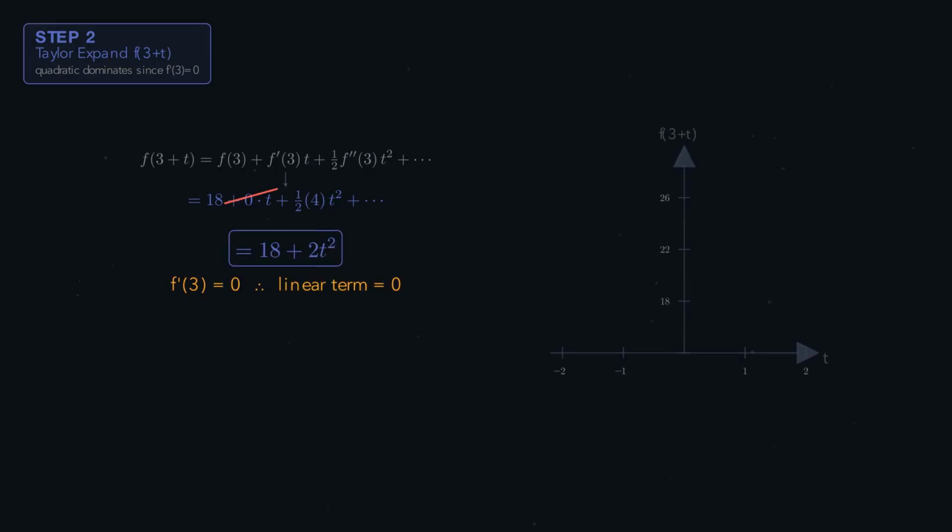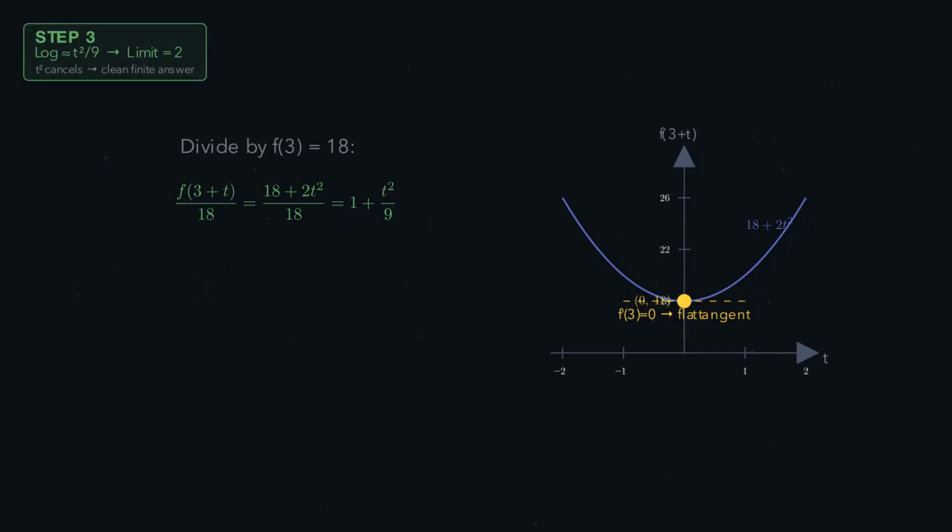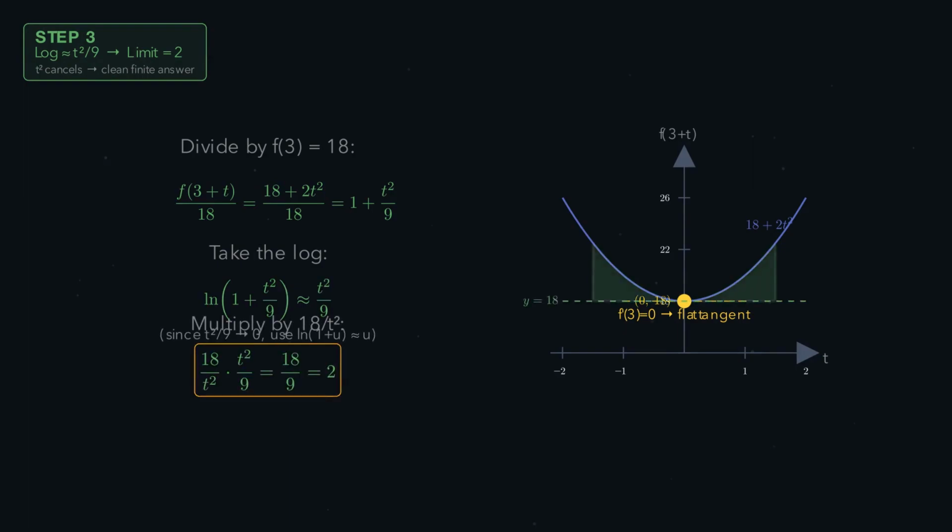We expand f of 3 plus t to second order. Since f prime of 3 is 0, the linear term completely disappears. What survives is f of 3 plus 1/2 times f double prime times t squared, giving us 18 plus 2t squared. The 0 first derivative is the key.